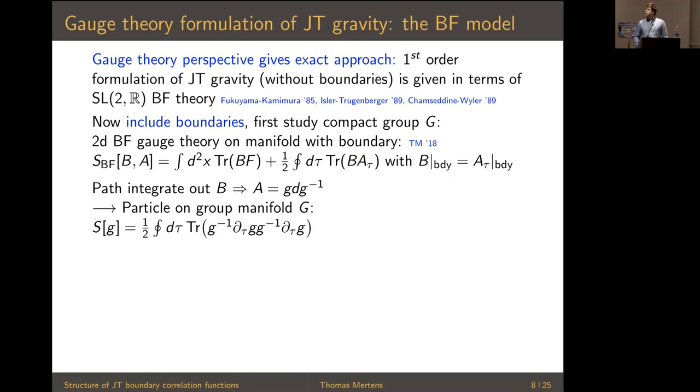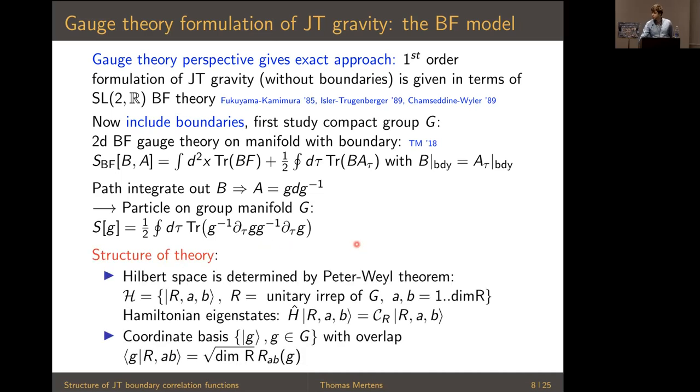Now, if you imagine you insert this action in the path integral, the first thing we would do is path integrate out the bulk field B here, because it just appears as a Lagrange multiplier. It forces the connection to be flat. So A equals G times dG minus 1. The bulk term is completely gone at this point. So we just insert this in the boundary term and we get the action of a particle moving on the group manifold G. So we just get the dynamics only at the boundary given by this action.